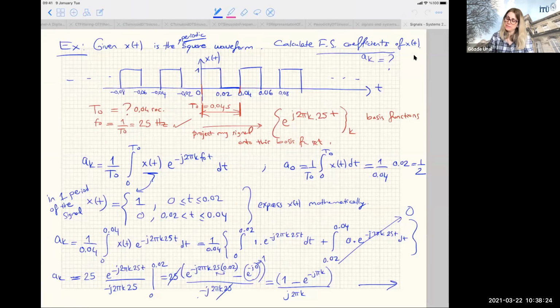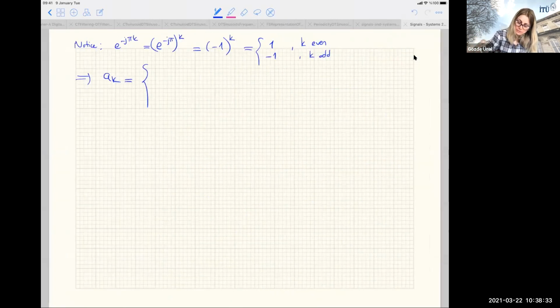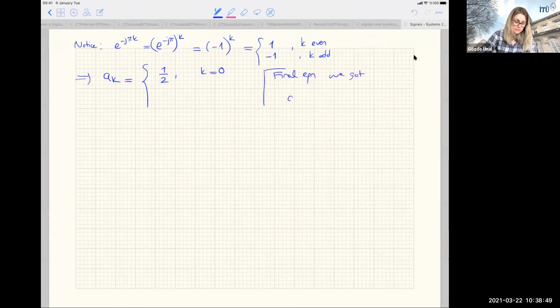We already found a0 equals 1 over 2. Look here, middle on the right. So let's write this: 1 over 2 for k equals 0. Now for the other cases, let me bring the final equation here. The final equation we got was ak is equal to 1 over j 2 pi k times 1 minus e to the minus j pi k, which is really equal to, you can write it as minus 1 to the power k.